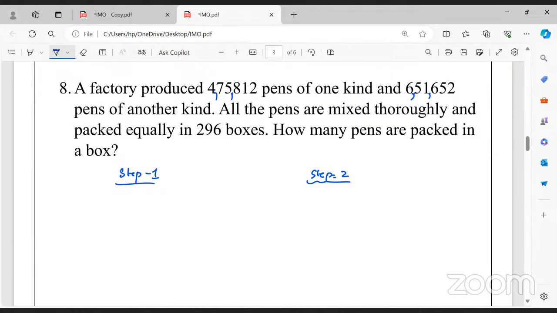Addition. Very good. Krishna again. Add, and the second step is divide. Apurva. Very good. Who said multiply? No. Krishna. Very good.